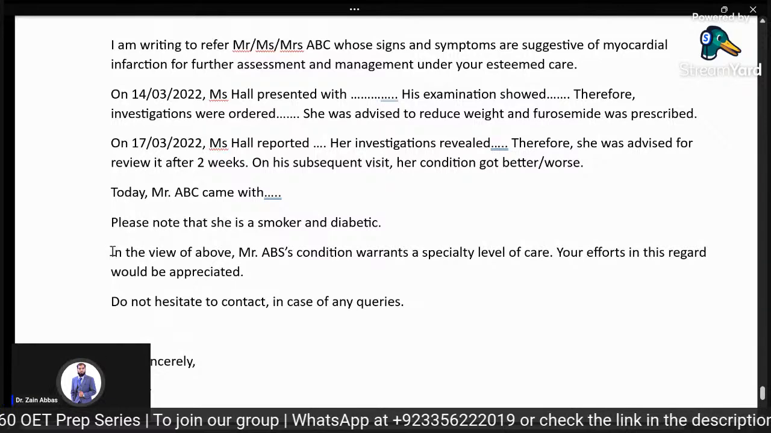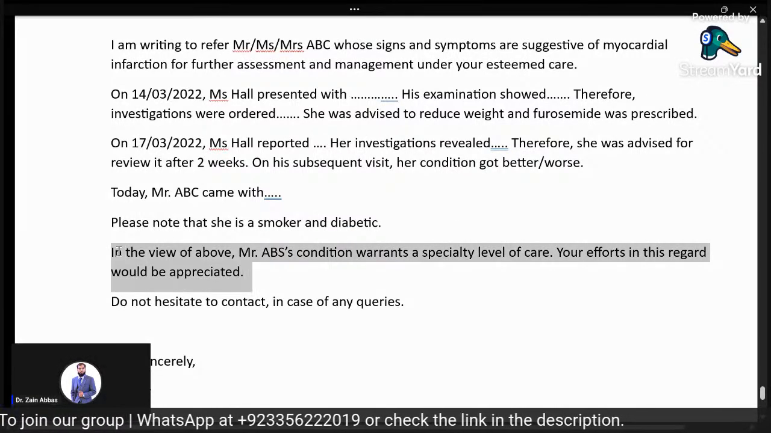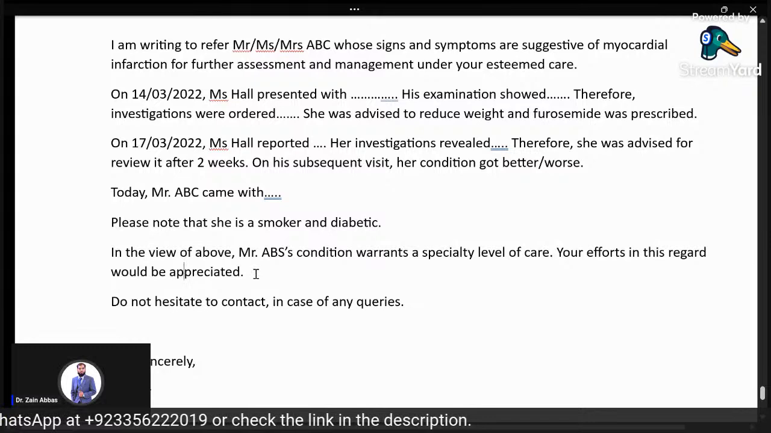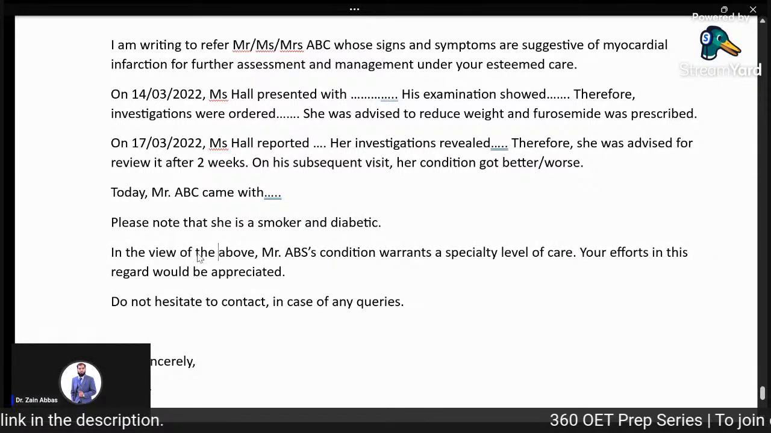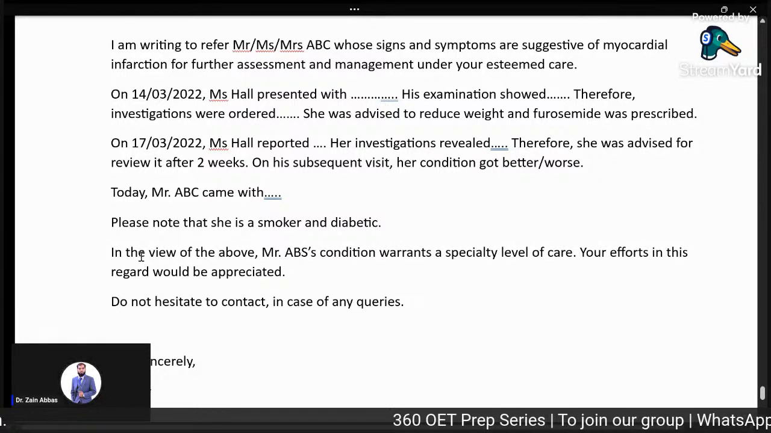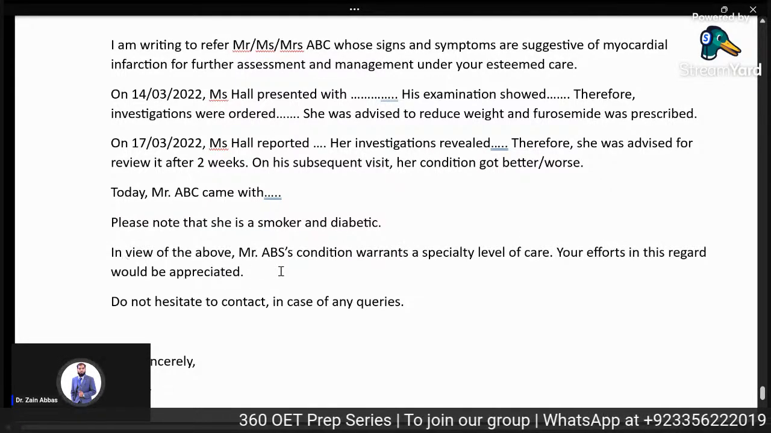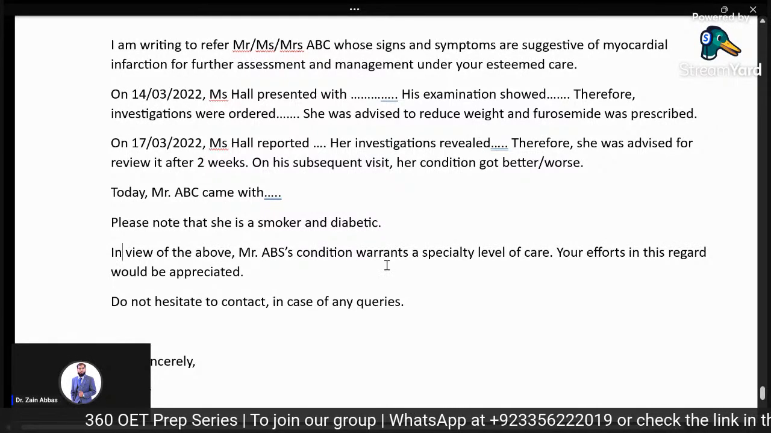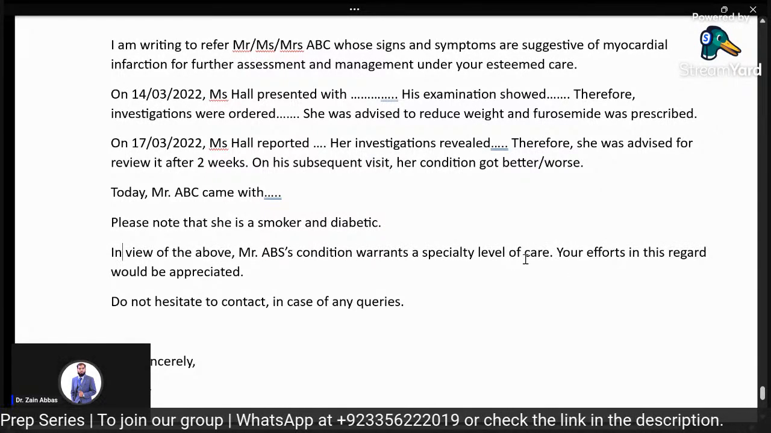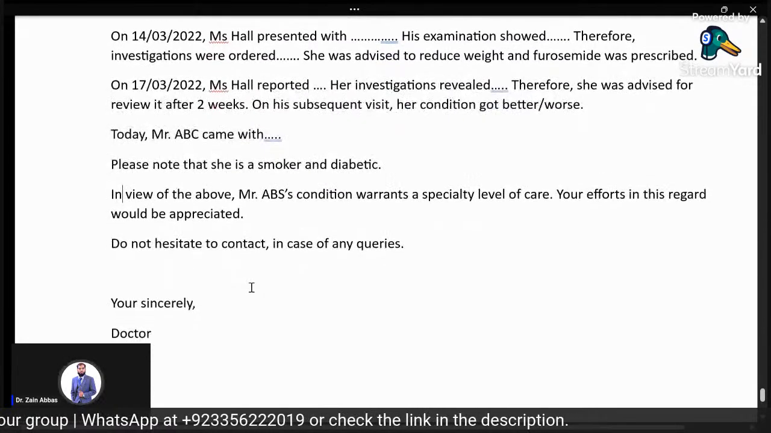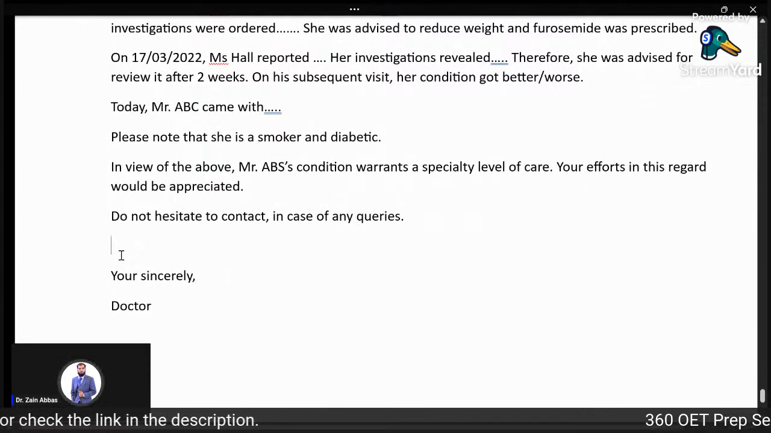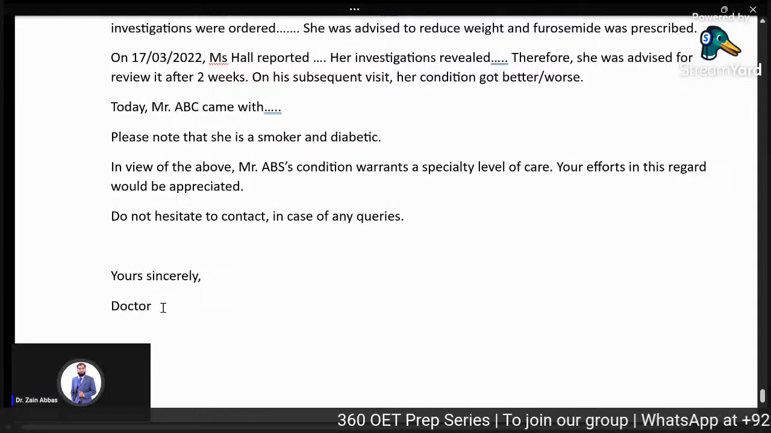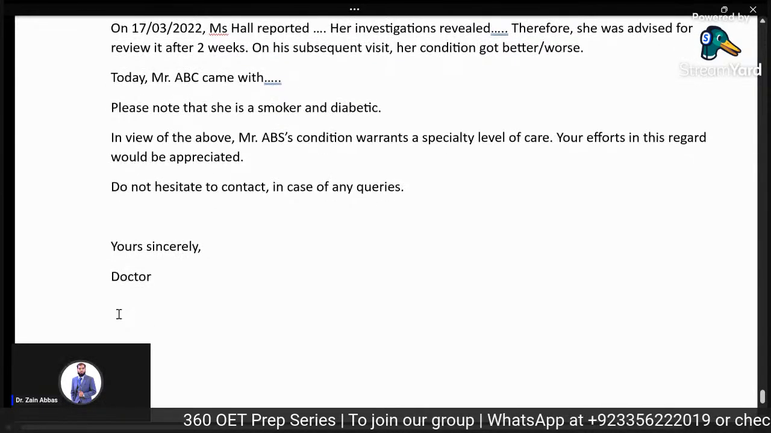And next is the outro, or you can say the last paragraph which starts with in view of the above. You should write in view of the above. In view of the above, Miss Hall's condition warrants a specialty level of care, and your effort in this regard would be appreciated. Do not hesitate to contact in case of any queries. And then there is the last word or the salutation. Yours sincerely. Yeah, it's S here, and the last one is doctor with a capital D.